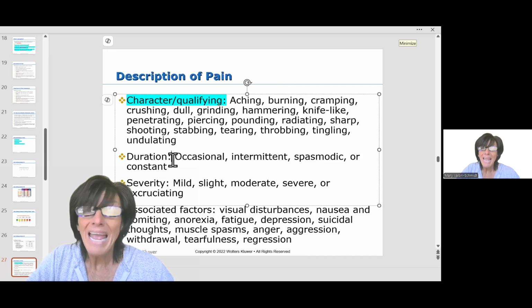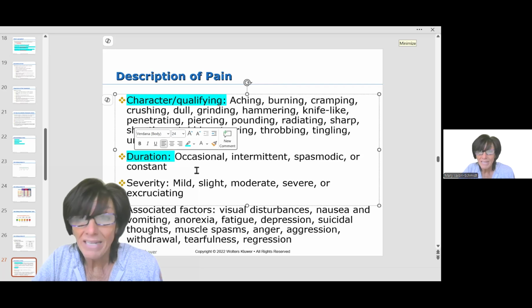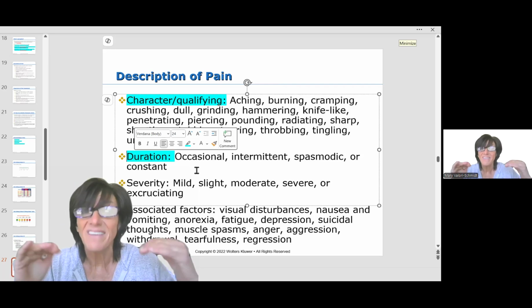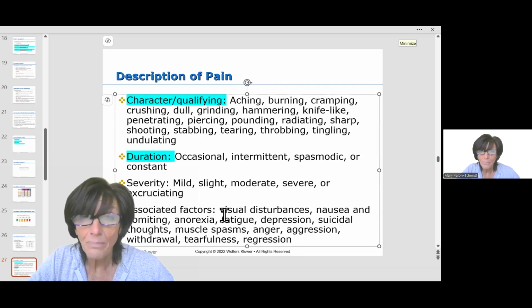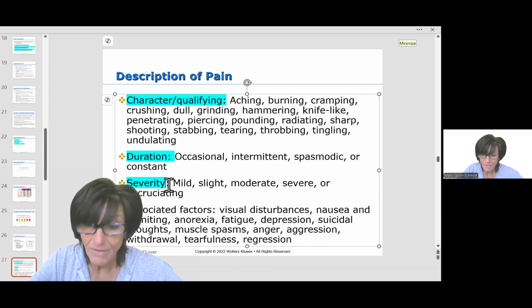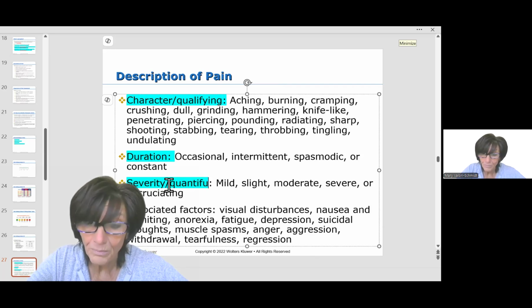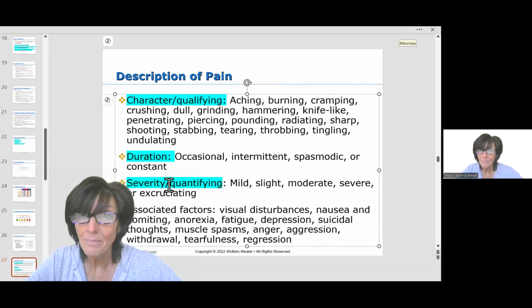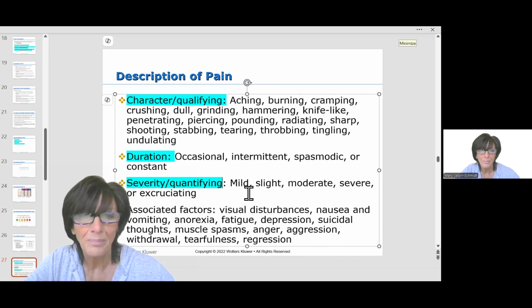And then we want to know how long does it last? What's the duration of the pain? Does it come and go intermittently? Is it spasmodic or is it constant? When we talk about the severity of pain, that's when we are quantifying it. So let me add that here. Severity is quantifying. We're putting a number to the pain, okay? 0 to 10, or the FACES scale, or the FLACC scale, or the PAINAD scale. We're putting a number to it.